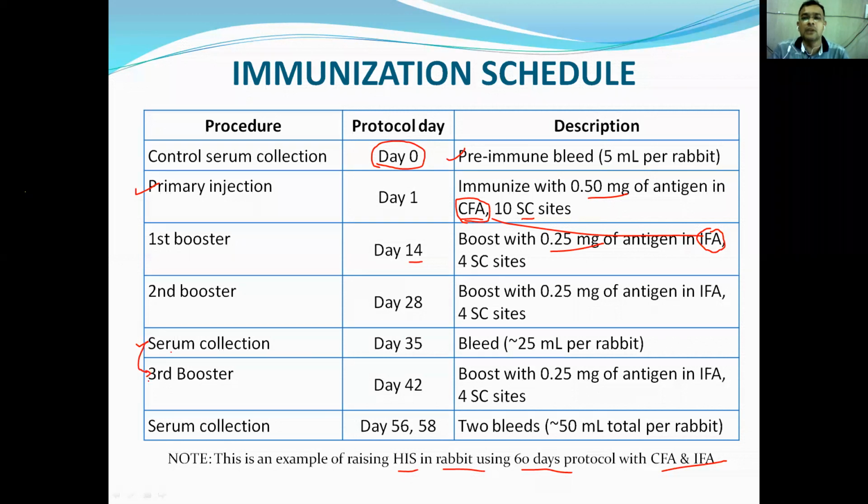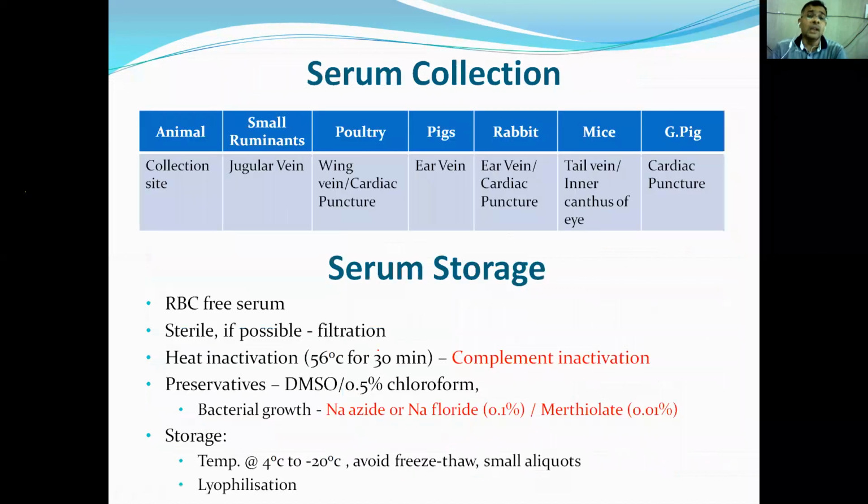And again, you can go for a test split. If you are getting a sufficient amount, then you can go for serum collection. So this is an example of raising hyperimmune serum in rabbit using a 60-day protocol, following Freund's complete adjuvant, incomplete Freund's adjuvant, and subcutaneous route. Now, this is the last slide, where for final bleeding we have to collect the serum.